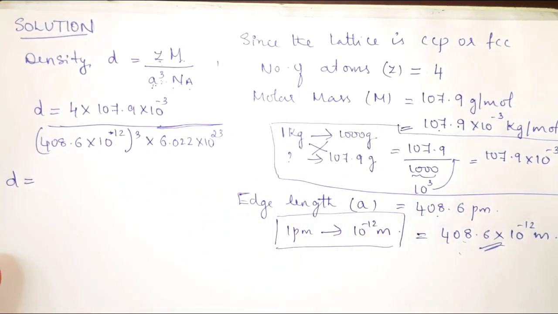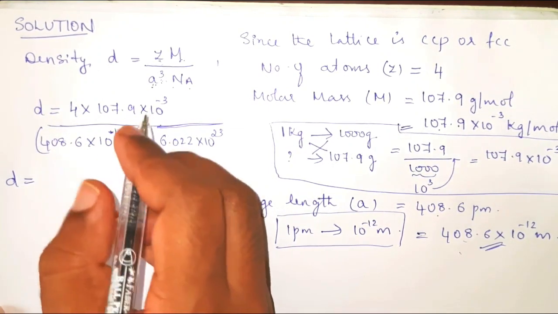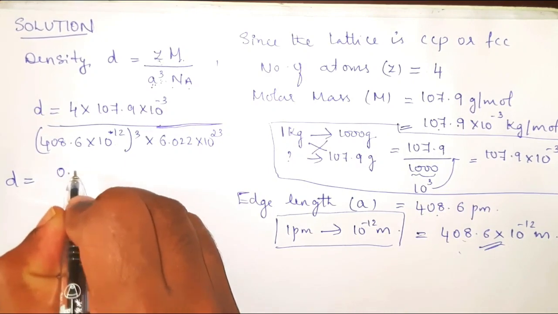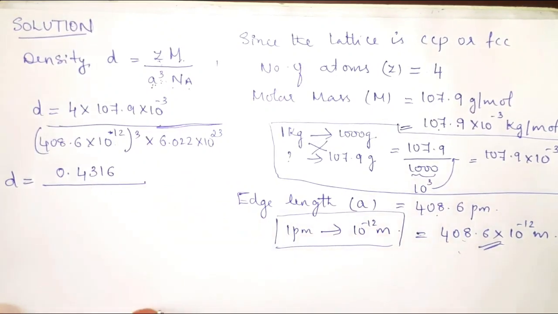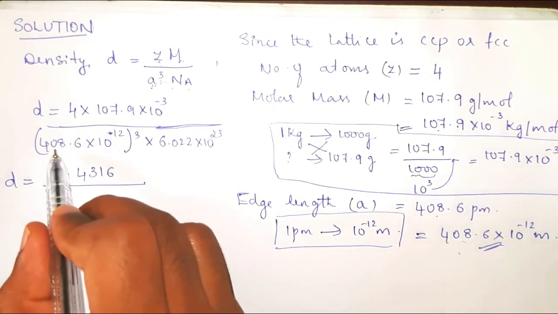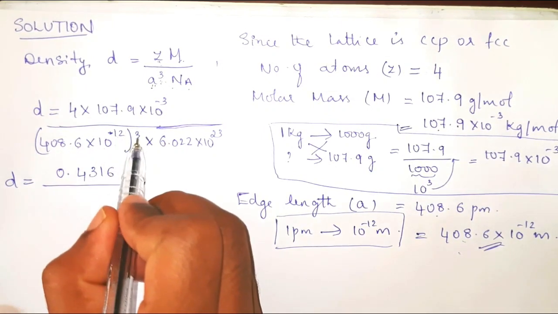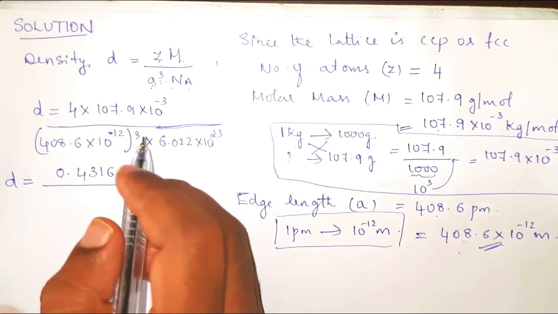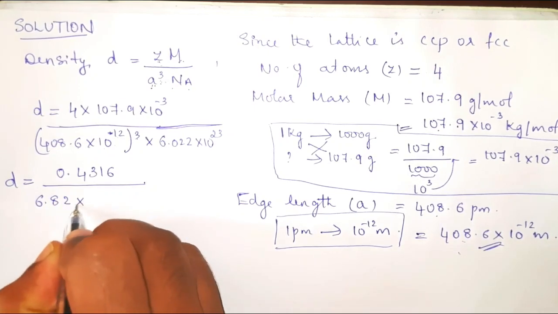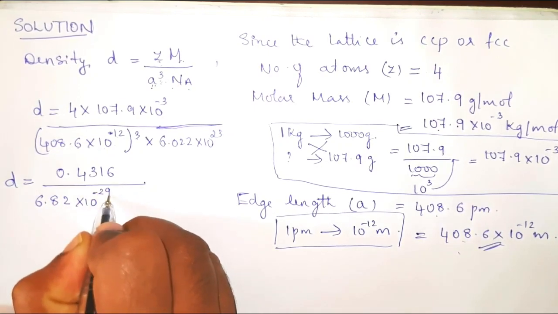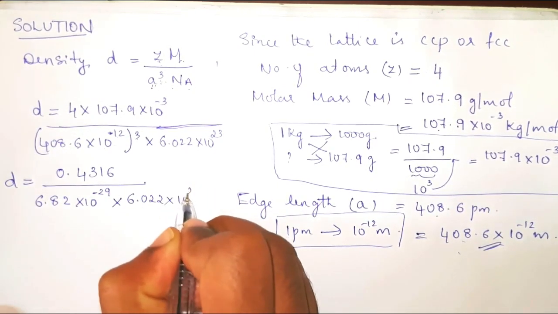Density is equal to, now 4 into 107.9 into 10 to the power minus 3. When you simplify, you will get the answer as 0.4316. Now this part, 408.6 into 10 to the power minus 12, the whole cube. When you do that part, you will get 6.82 into 10 to the power minus 29. That is multiplied by Avogadro number, 6.022 into 10 to the power 23.